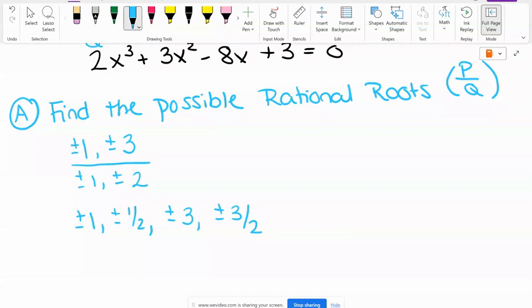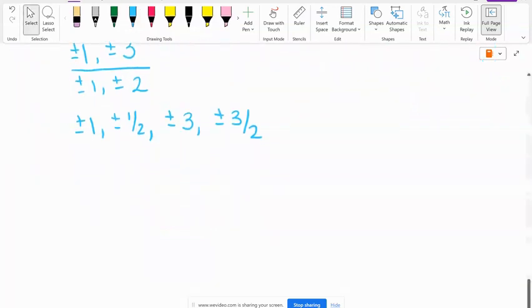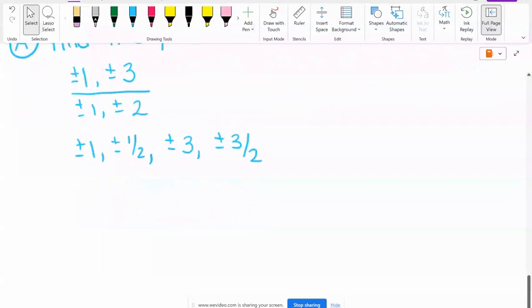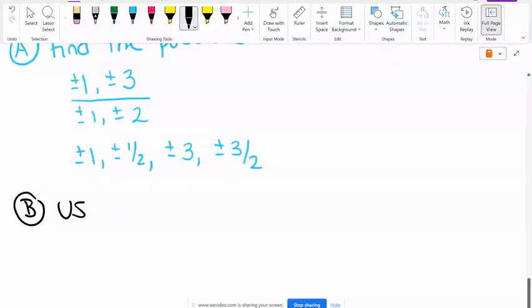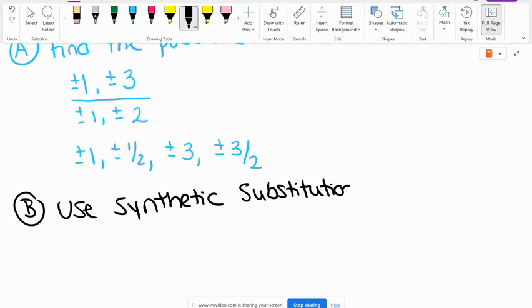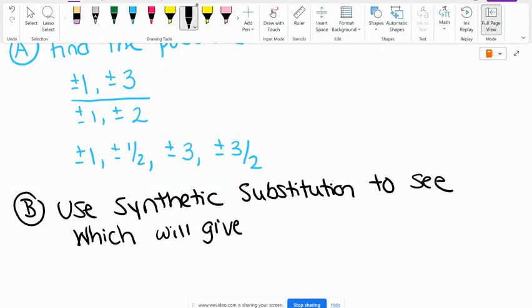Okay, so now this is the transition. How are we going to use this to help us find the possible rational roots? Well, what we're going to do now is use synthetic substitution to see which will give a remainder of 0.